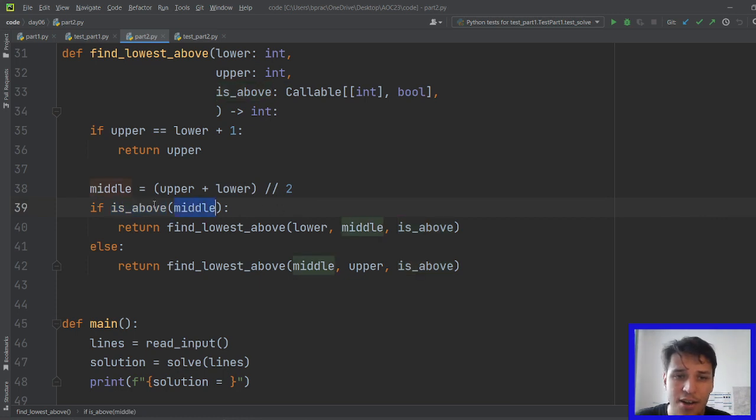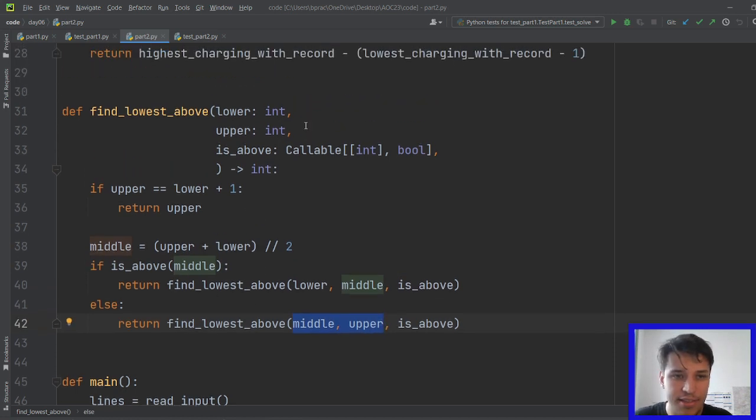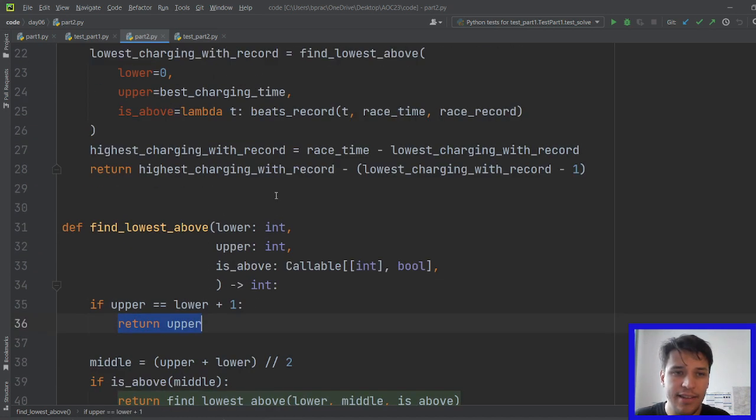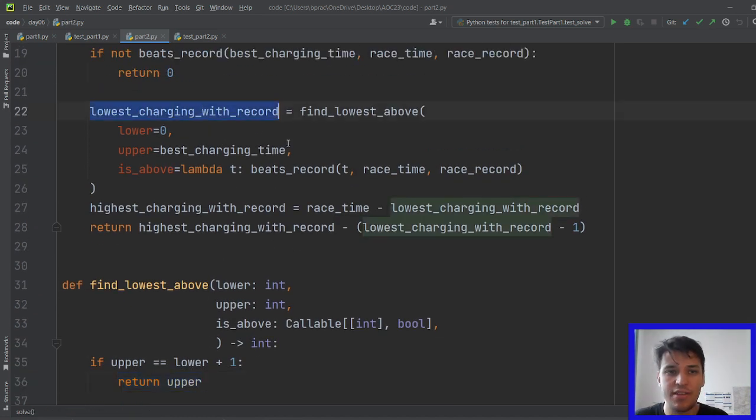If the middle is above, then we also know that everything between middle and upper is above as well. So in order to find the lowest above, we only need to consider the interval from lower to middle. Similarly, if middle is below, we know that everything from lower to middle is below as well, so we don't need to consider this interval, and we only need to consider the interval from middle to upper in order to continue our search. And then this will recursively call the function itself and eventually return the lowest charging time which still beats the record.